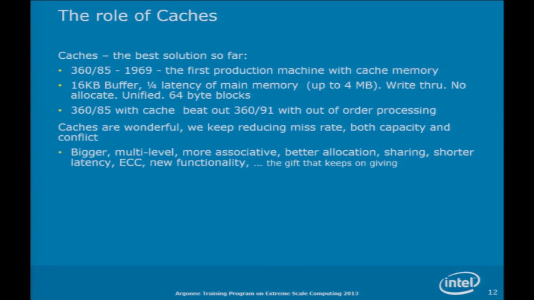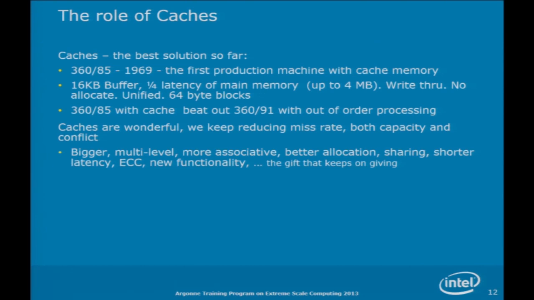Now, if memory had stayed at 4 megabytes, we could easily have integrated it. It would be on die now. But while the cache has grown by a factor of 2, the memory has grown by a factor of a couple of thousand. It's now like 8 gigabytes or 16 gigabytes of memory with a CPU chip.